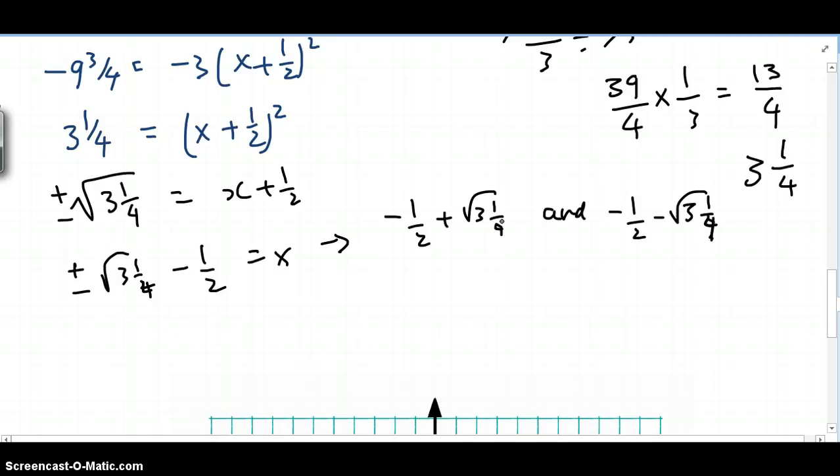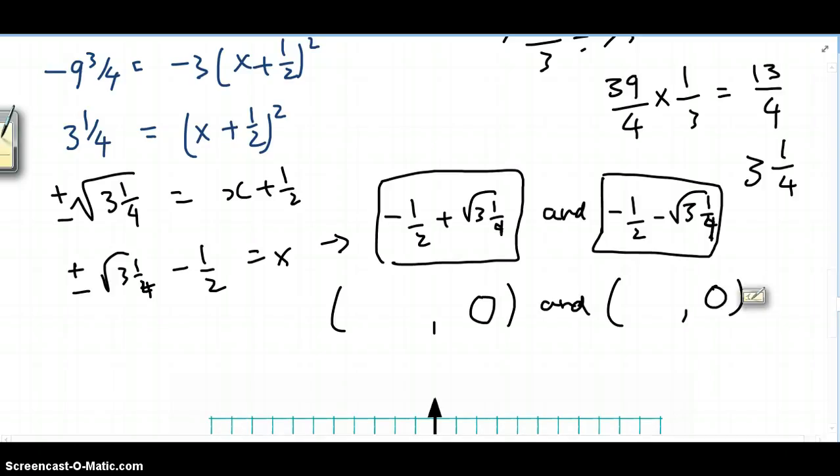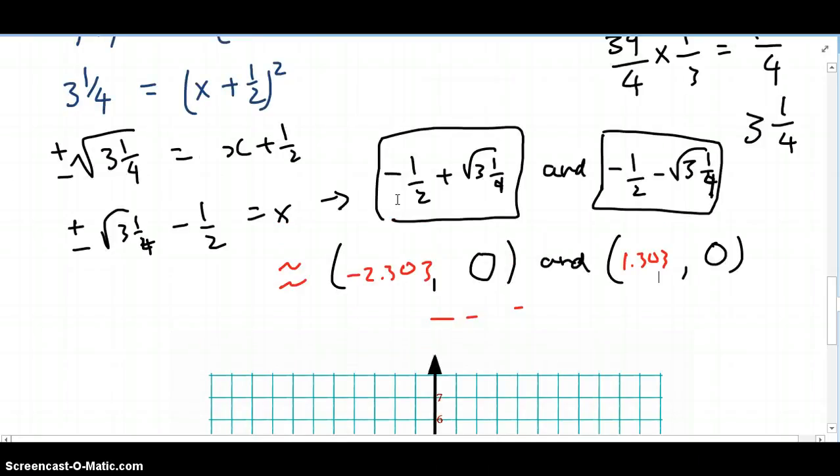So from here, we're not done yet, because we need to find what these actually are numerically. So we need to put this value into the calculator and find out what we get, and then this value into the calculator and find out what we get. I'm just going to put these in the form now: brackets, this will be 0 because y equals 0, and this one will be whatever answer we get here, and I'll put 0 there. After we type this into the calculator, we get approximately these two values.